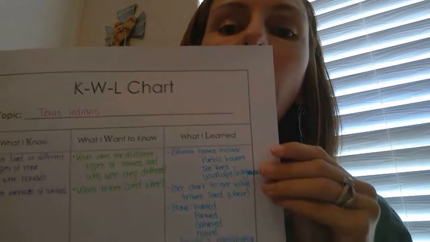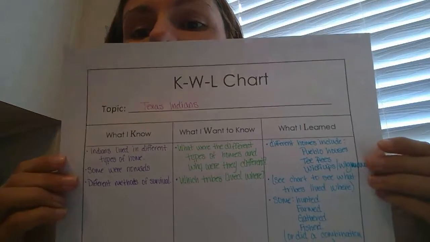Following that, we're going to do our KWL chart. This is going to show us what we know, what I want to know, and then we're going to get into what we learned after we do our reading and we use our supplemental information. There's a website that I'm going to give you access to that's really great for this unit.